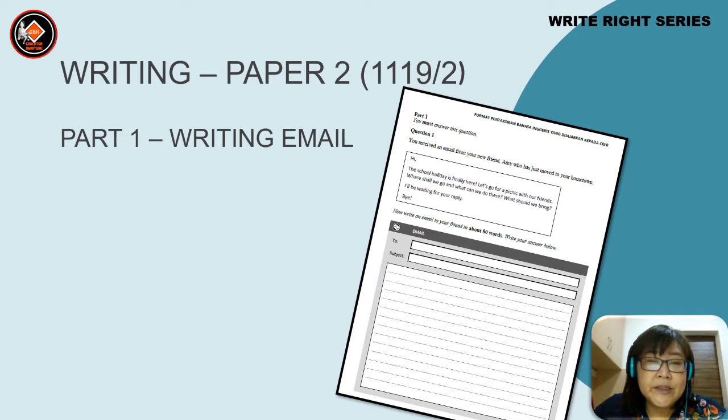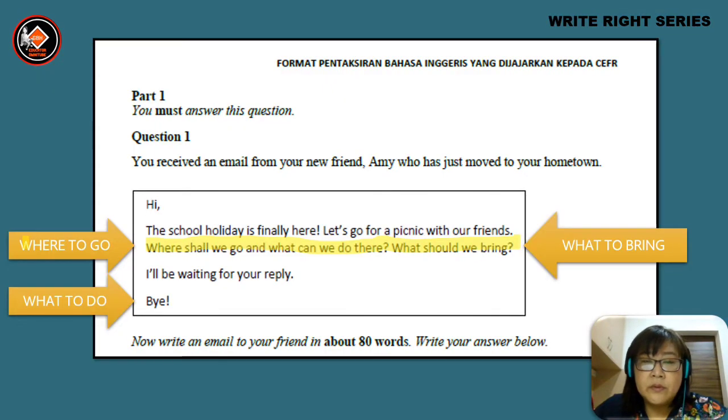Now let's look at writing. So writing is paper 2 and the code is 1119/2. Part 1 is writing email. So let's look at the sample question. Part 1, you must answer this question. Question 1, you receive an email from your new friend Amy, who has just moved to your hometown.